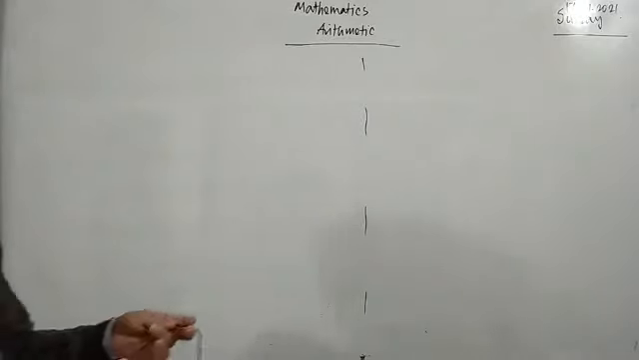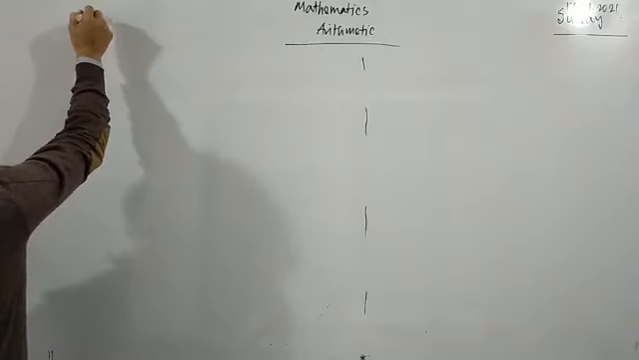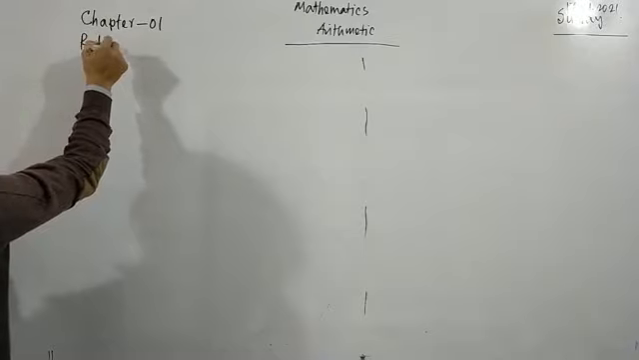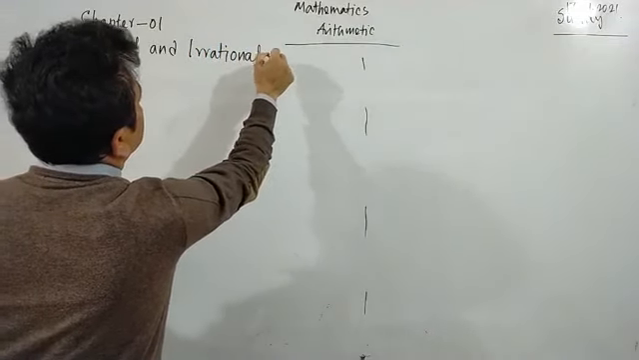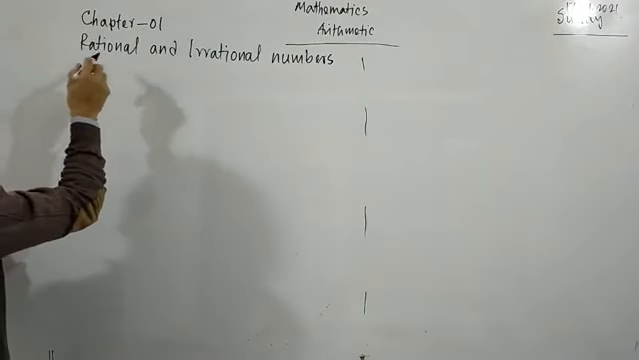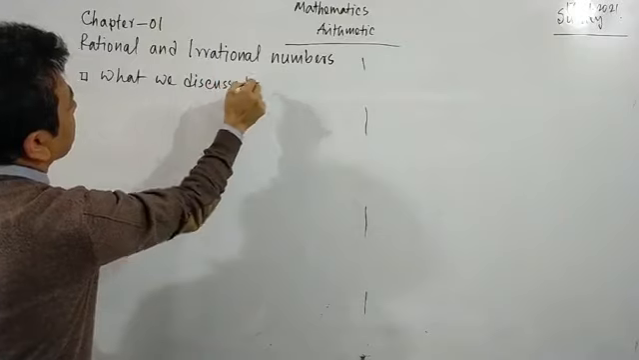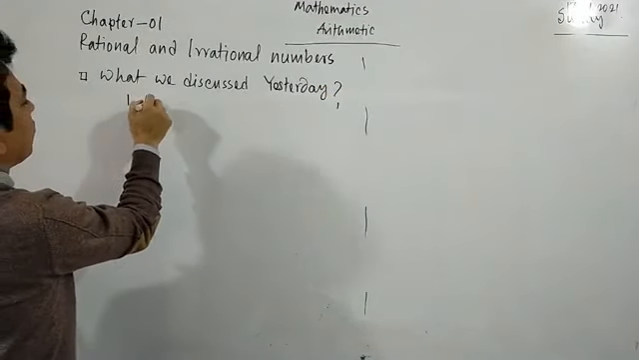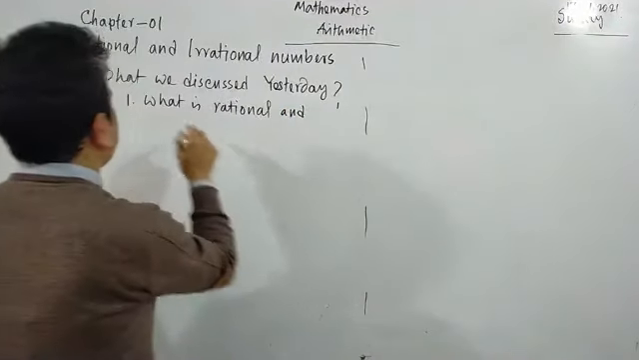Okay, very good. So let's start our class. Yesterday we started chapter 1, rational and irrational numbers. What we discussed yesterday: number 1, what is a rational and irrational number.